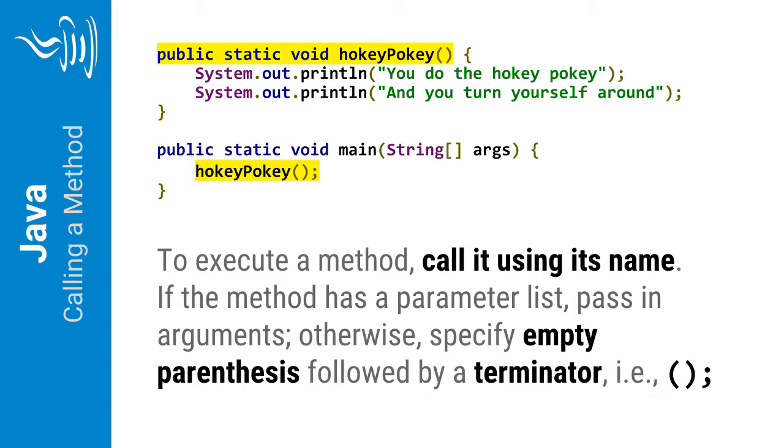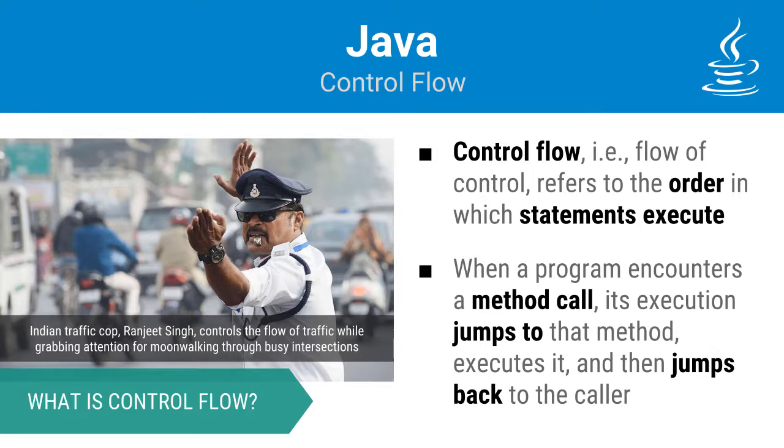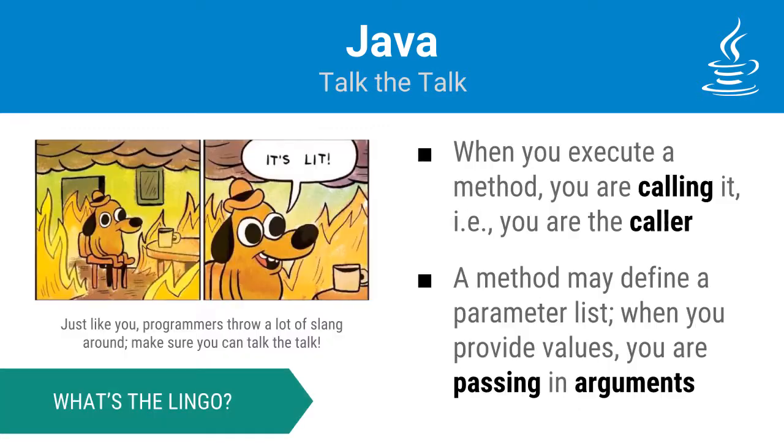Some methods accept arguments that you pass in when calling them. If a method does not accept any arguments, you simply call it by its name, followed by empty parentheses and a semicolon. When a method is encountered in your program, control is passed to that method, and its code is executed. Then control is passed back upon completion. In programming parlance, the order statements are executed in is normally referred to as flow of control, or simply control flow. This idea that code jumps back and forth is central to understanding procedural programming.